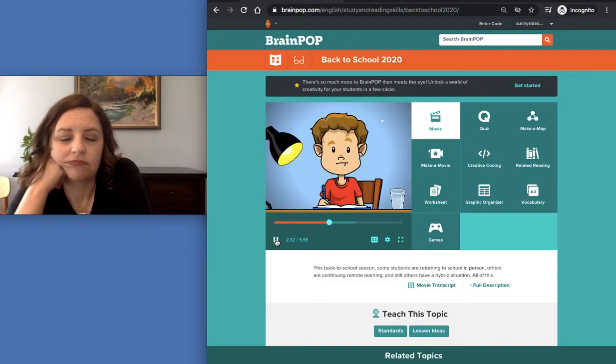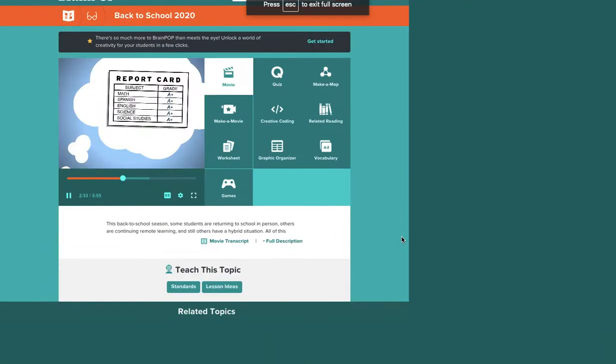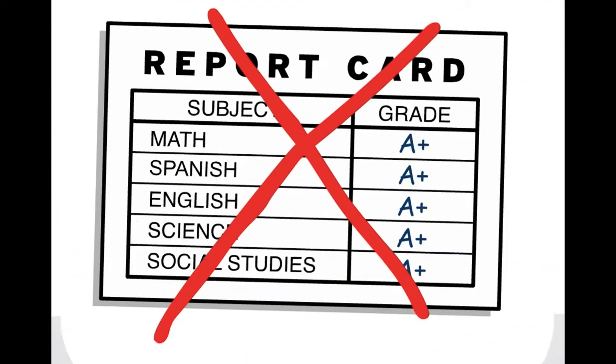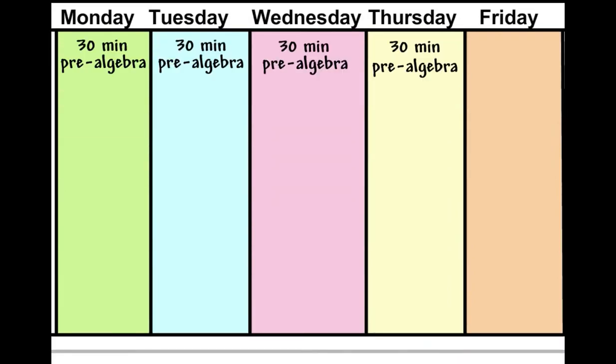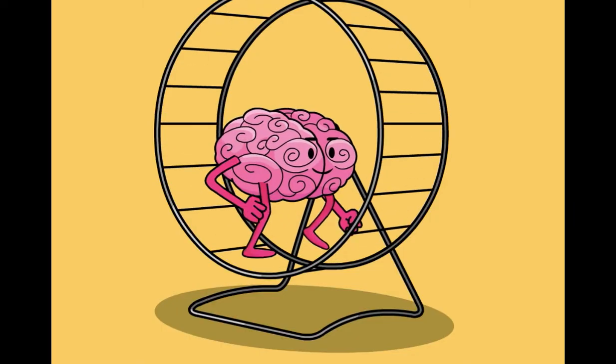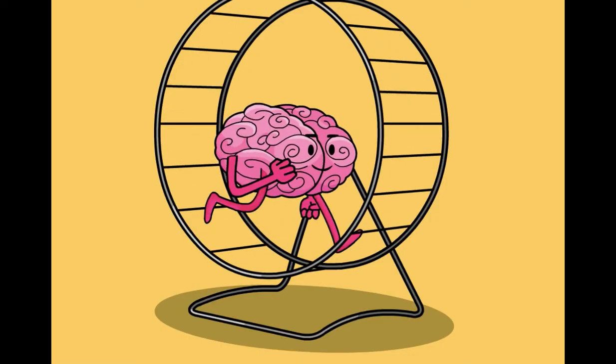So instead of setting a big, vague goal like, I'll get amazing grades this semester, you might say, I'll study pre-algebra for 30 minutes every day this week to earn at least a B plus on Friday's quiz. You've got to work your brain to strengthen it, just like a muscle.